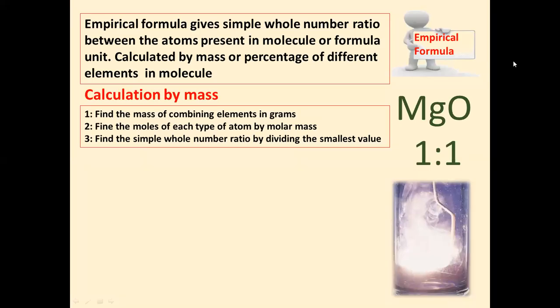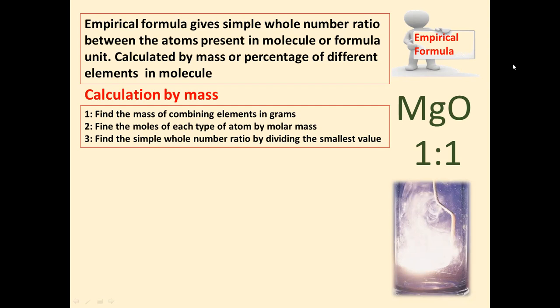Empirical formula gives the simple whole number ratio of different atoms present in a molecule or in a formula unit. It is calculated by using the mass or the percentage of different elements in a molecule. We use the following method to calculate the empirical formula.